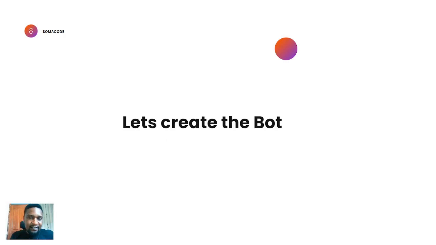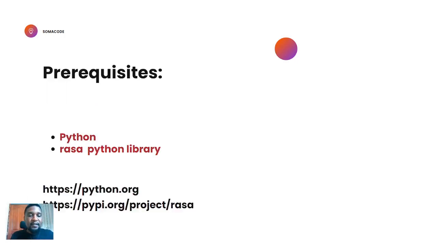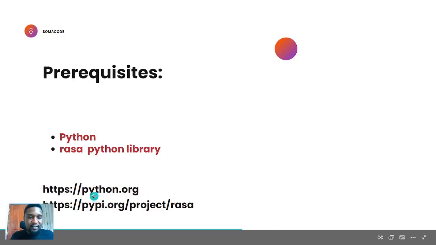Then let us create the bot. I'm going to show you a walkthrough. This is just a presentation, and in the next video I'm going to show you how we are going to do this in depth, hands-on. So what we do first is you need to have Python installed on your machine, and we will also install the Rasa library, which is a Python library. If you want to install Python, just go to the official site, which is python.org. For the library, just go to pypi.org, then project/rasa. You'll find it there.